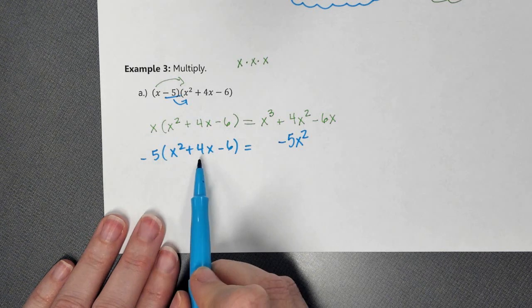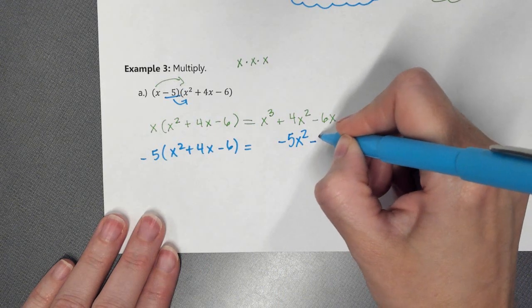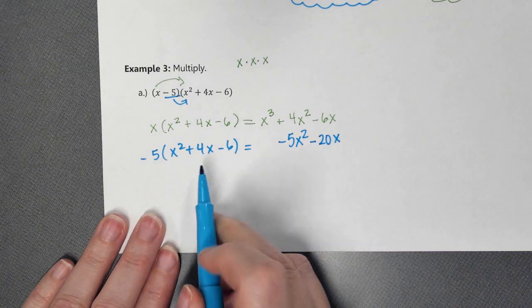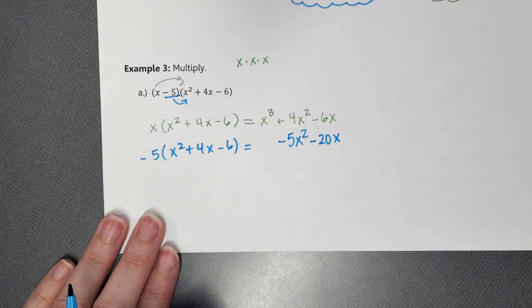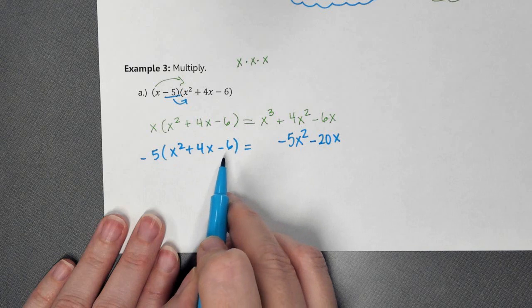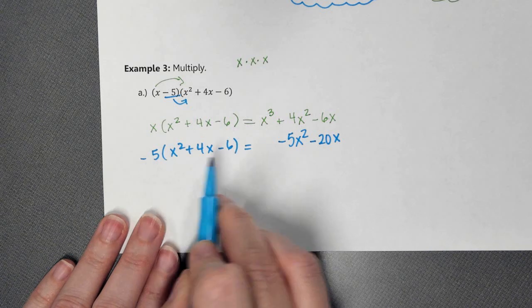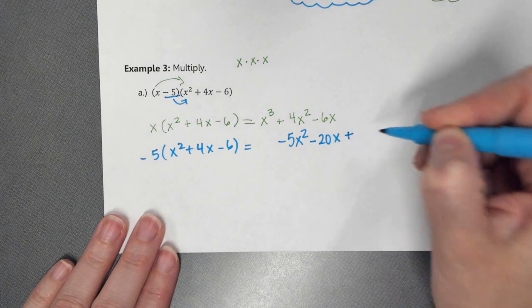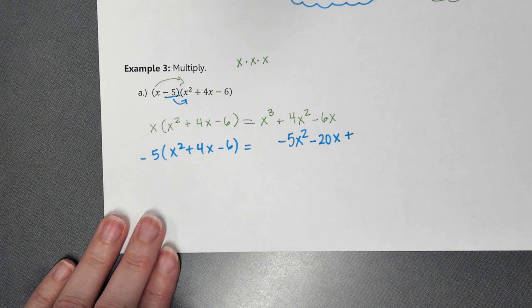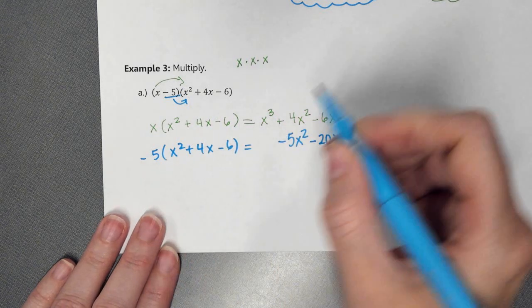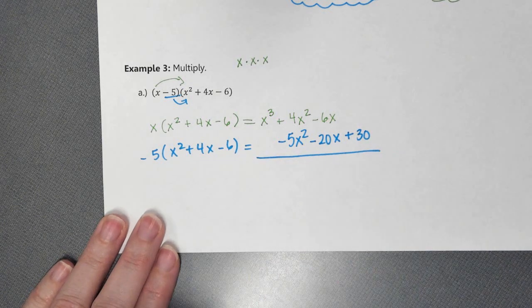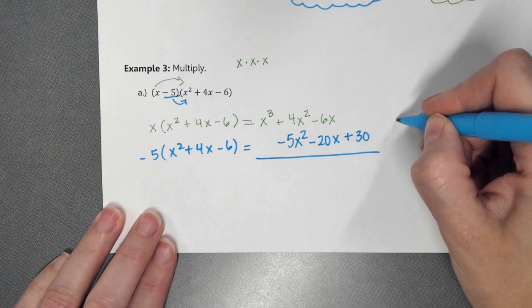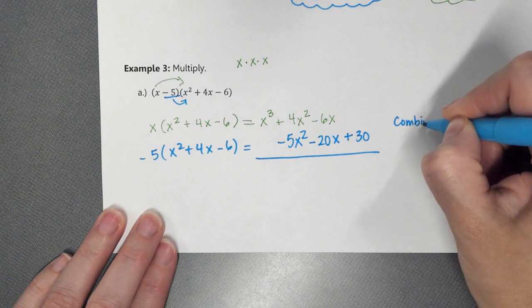Okay, and then negative 5 times 4 is negative 20. And then because there's an x, I'm going to keep that here. And then negative 5 times negative 6, I have a negative times a negative, so I know it's going to be a positive. That's also something you can check on your calculator. A negative 5 times a negative 6 is a positive 30. Okay, and then we have to combine like terms.